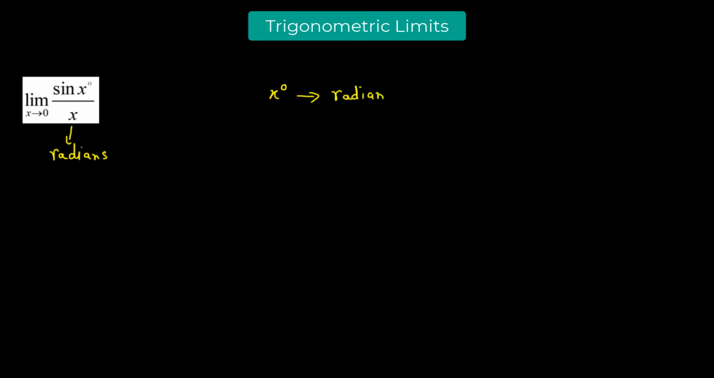How do we do that? We will use the fact that 180 degrees is equivalent to pi radians. So that would mean 1 degree will be equal to pi over 180. So x degrees will be equal to pi times x over 180. So this is going to be a radian value.